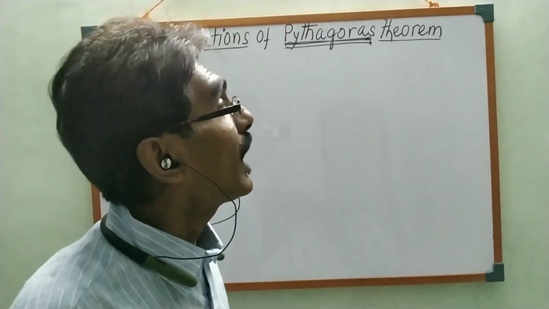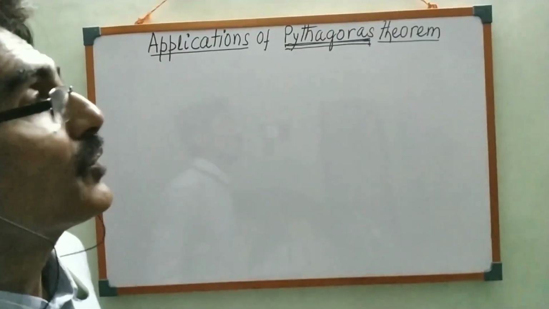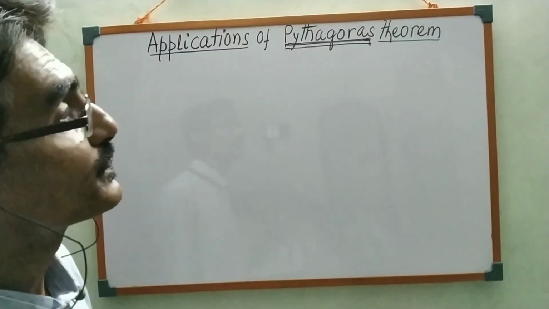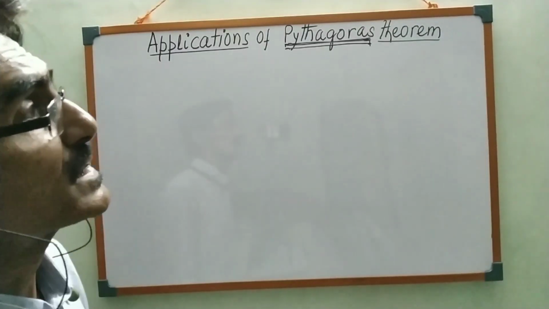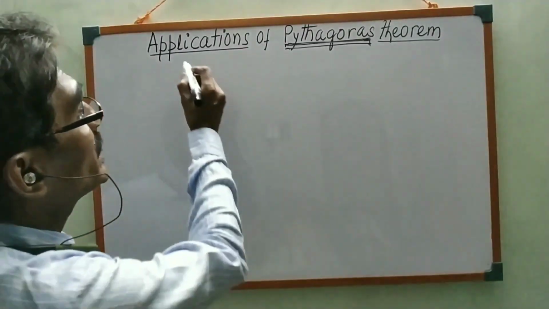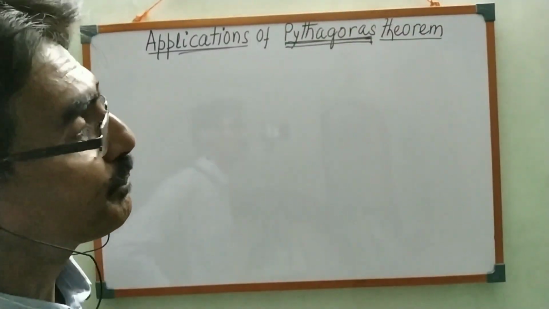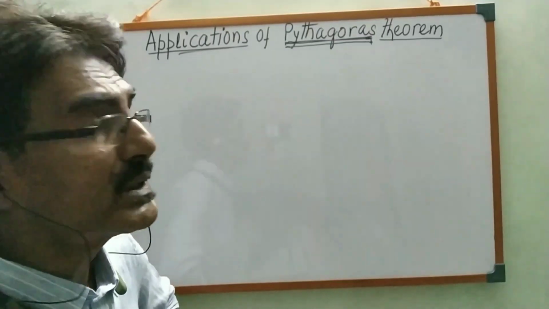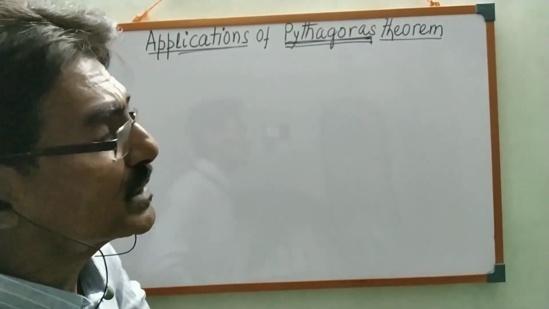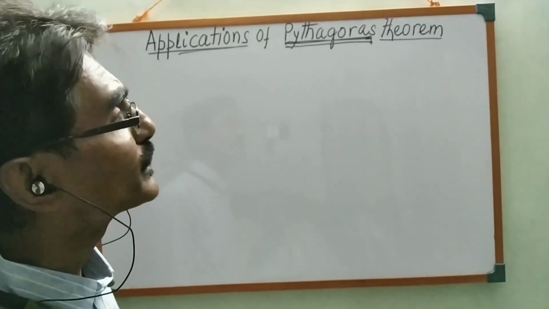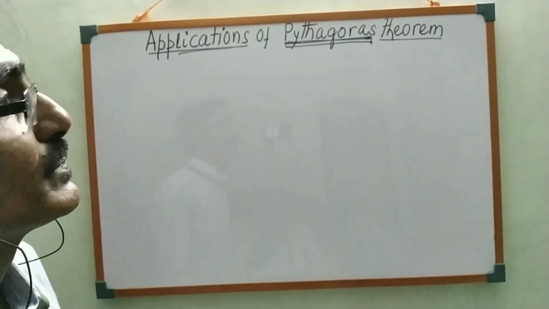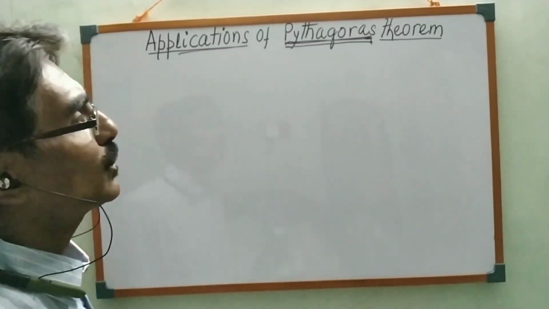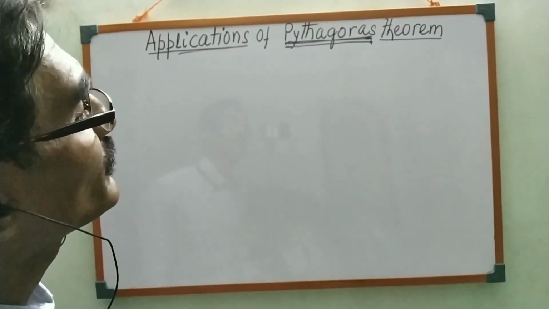Last day I have discussed the proof of Pythagoras theorem, and today I want to discuss the application of Pythagoras theorem. So many sums, maybe short questions or theoretical questions from your book I want to discuss. First, a short type of question. What type of questions? Try to clear.